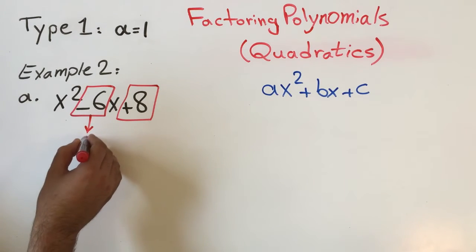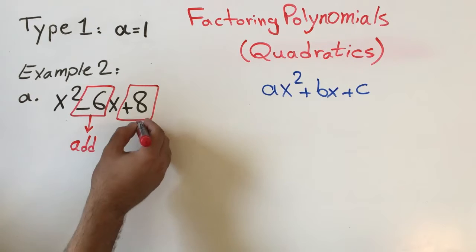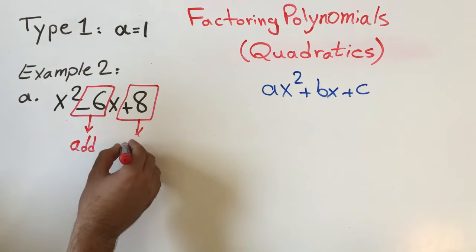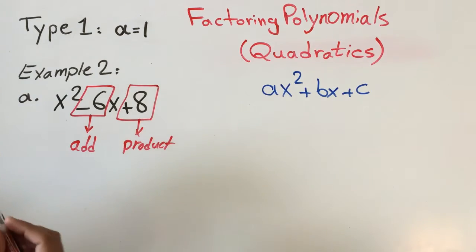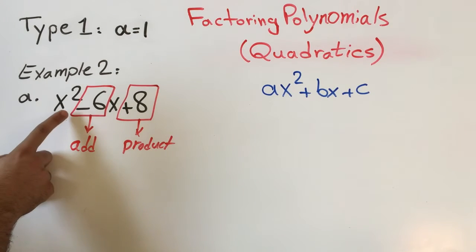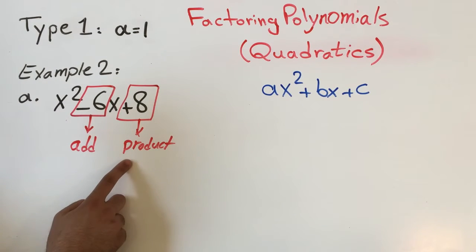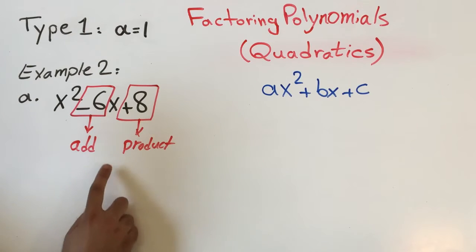Now your b is going to be the summation or the addition, and then 8 is going to be the product. What do I mean by that? You have to find two numbers. How many numbers? Two numbers that add up to -6 and multiply to 8. Product means multiplication.